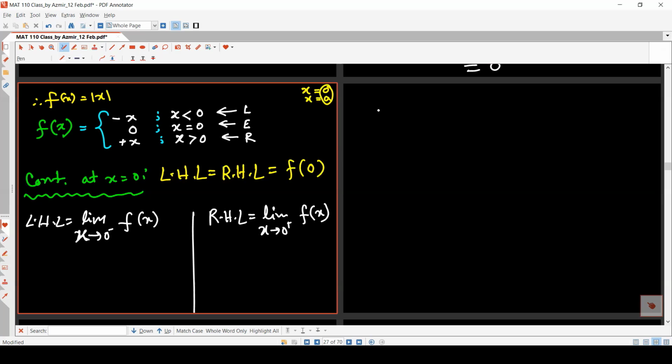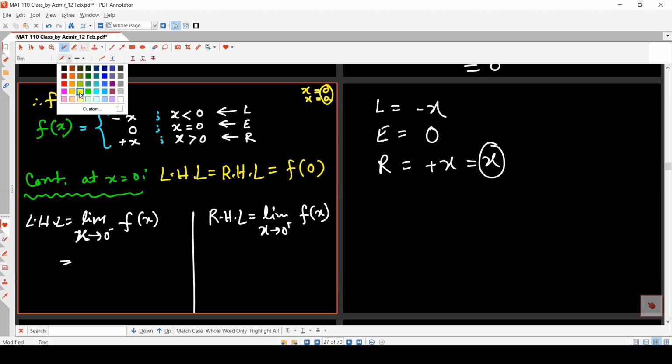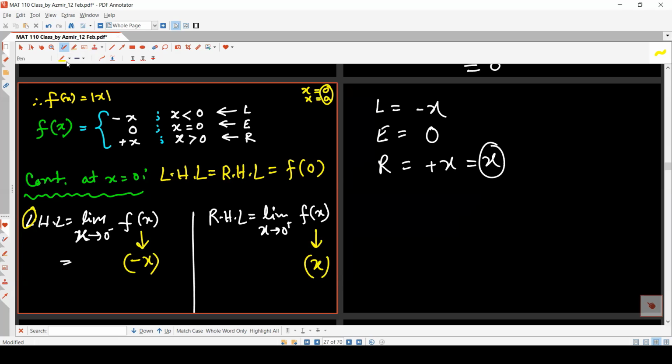So let us figure out which function is L. L is minus x. Which function is E, that is 0. Which function is R, that is plus x. That means we have just x. So we are finding left hand limit, that means here we'll have minus x. For right hand limit, we will have plus x.